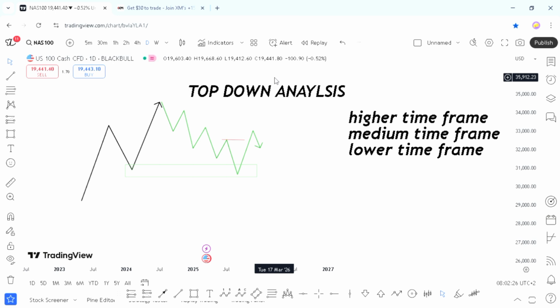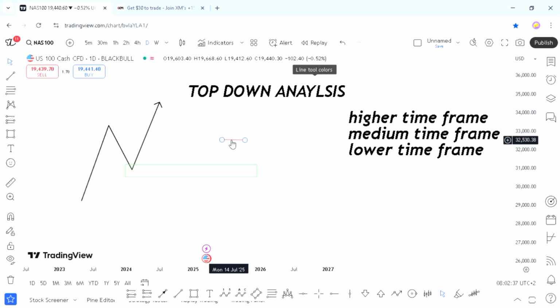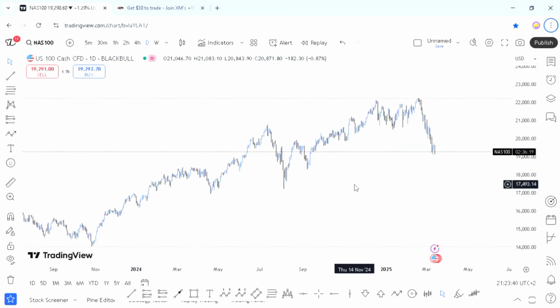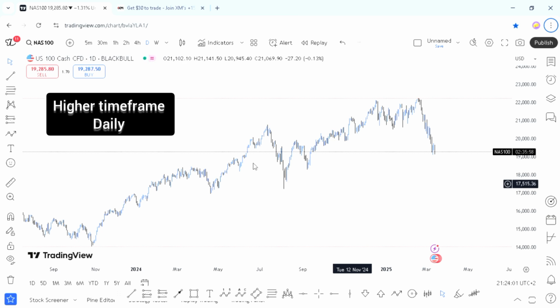Okay guys, so now what we will be doing is going to the chart. Let me move these so as not to make my chart messy. Okay guys, moving on to the chart, we see the daily time frame. In this situation I'm going to be doing this top-down analysis as a day trader, which is an intraday trader. In this situation, our higher time frame is the daily time frame.